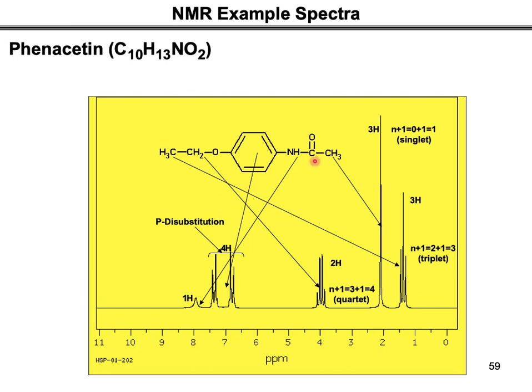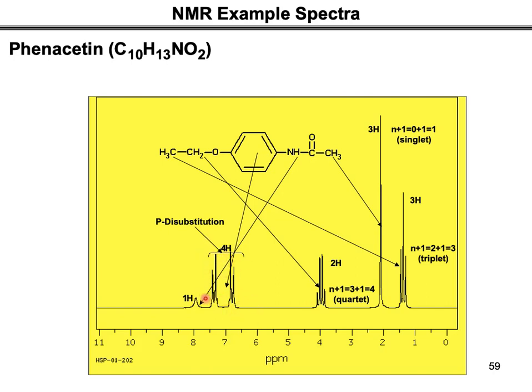Now we will talk about the splitting of the signals. For the CH3, adjacent there is no proton, so 0 plus 1 is 1, a singlet. This one is the singlet. For this CH3, the neighboring carbon has 2 protons, 2 plus 1 is 3, a triplet, so this one is the triplet. And then this CH2's neighboring carbon has 3 protons, 3 plus 1 is 4, a quartet, so this one is the quartet.